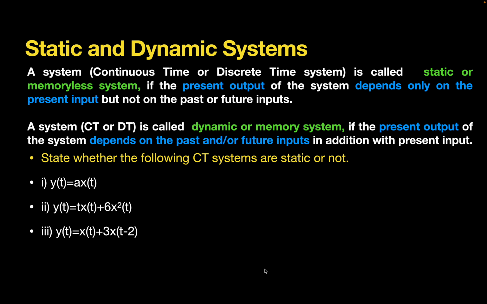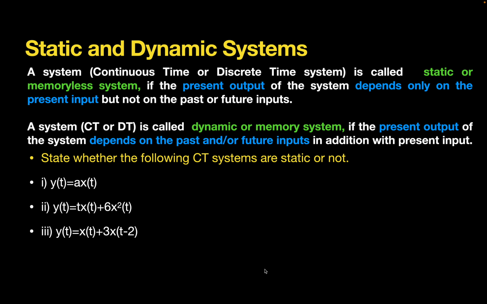The static system is also called a memoryless system because it does not require any memory, because the present output only depends upon the present input. Whereas the dynamic system needs a memory to store the past inputs. That's why we call the dynamic system a memory system, because it needs additional memory to store the past and future inputs. So for any system, if the output depends on the present input alone, then it can be classified as a static system, otherwise it is a dynamic system.